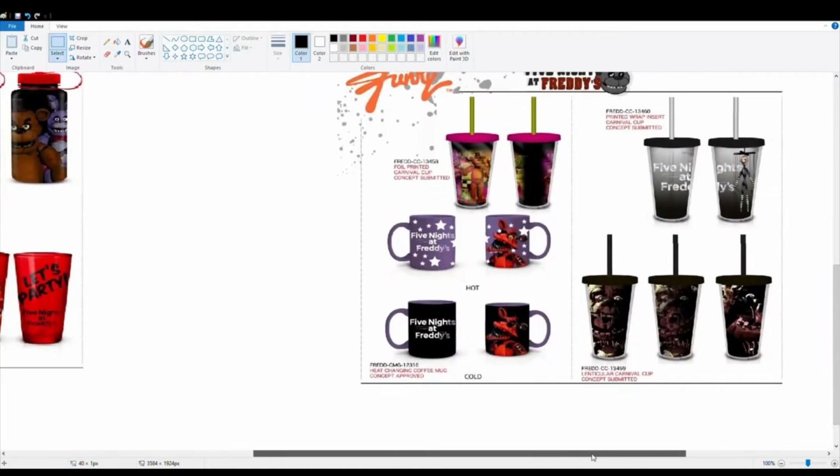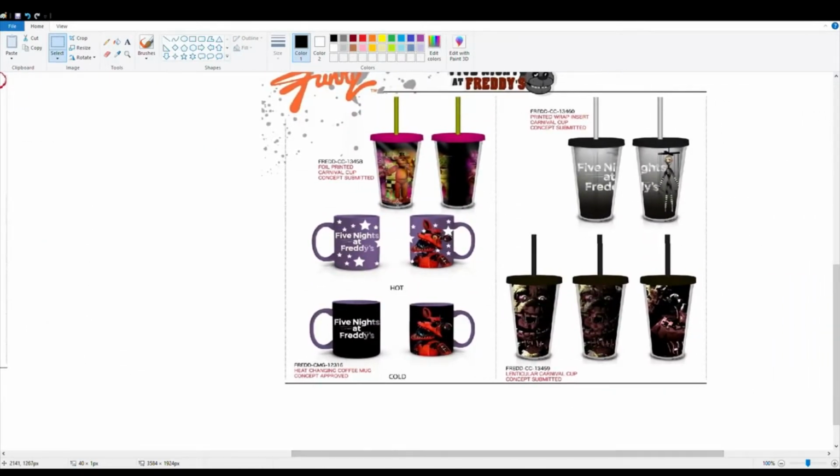Now, next thing, more cups. So, foil printed carnival cup, some more mugs, which actually I'll get to this one later. Hold on. So, yeah, let's just do 3.5 out of 5 stars. Then printed wrap insert carnival cup again. Let's just go with 3.5 out of 5 stars.